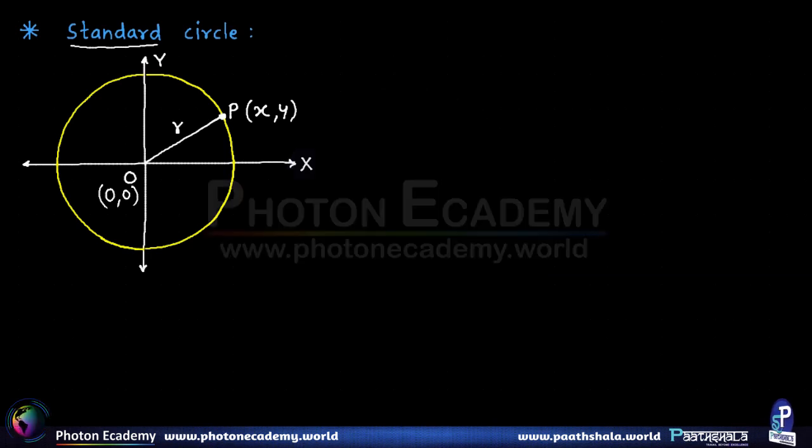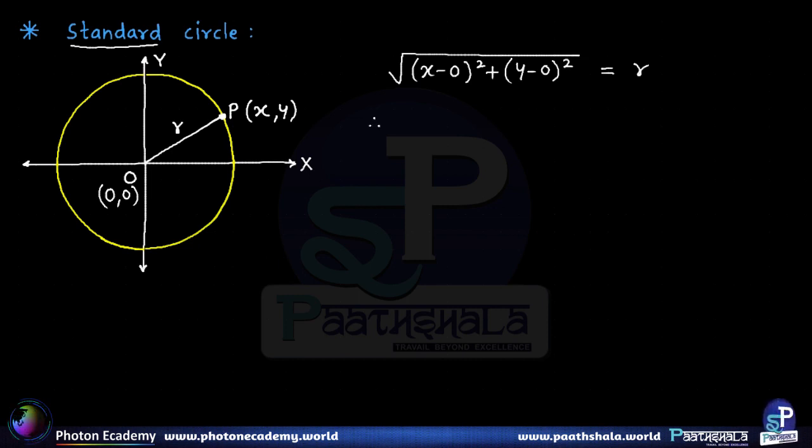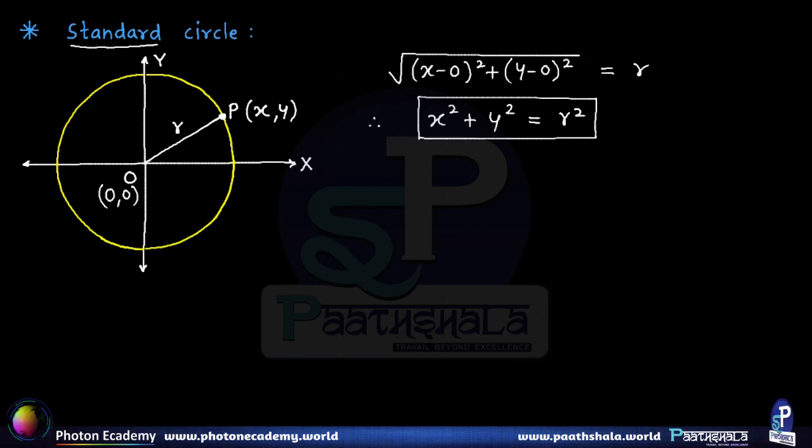Now clearly we can write the distance formula between O and P. So distance OP is nothing but the square root of x minus 0 the whole square plus y minus 0 the whole square, which is nothing but r. So clearly, squaring both sides and simplifying, we get x square plus y square is equal to r square. So that's the simple equation of a standard circle.